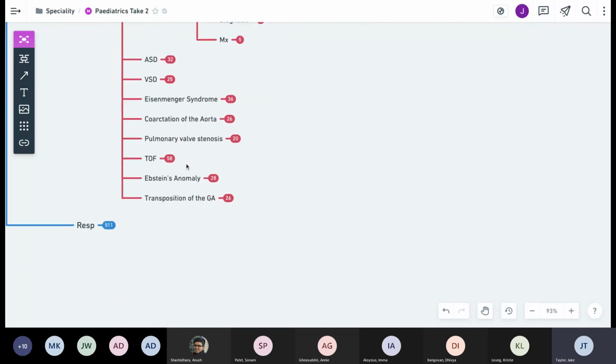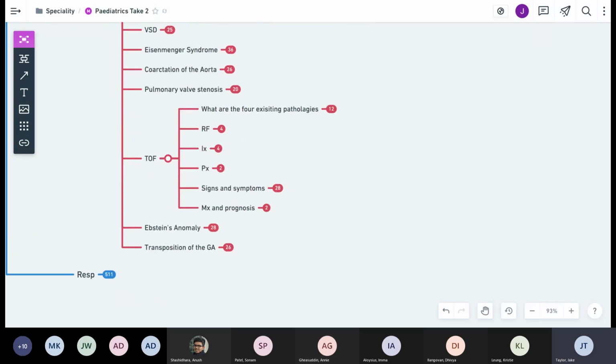Now, someone mentioned tetralogy of Fallot, everyone's favorite congenital heart disease. Does anyone want to tell me what the four components of tetralogy of Fallot are? Overriding aorta, good, that's one. VSD, nice. Yeah, pulmonary stenosis, good. Yes, and right ventricular obstruction. So we'll go through that.